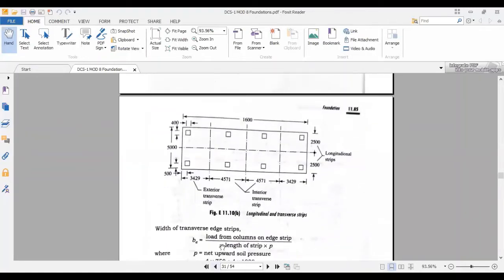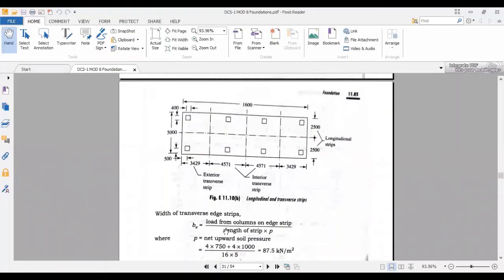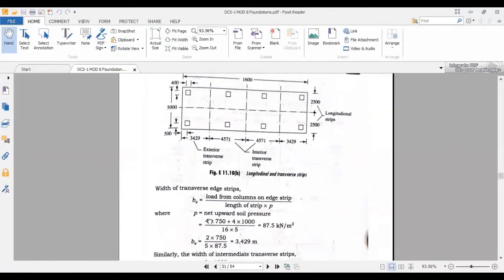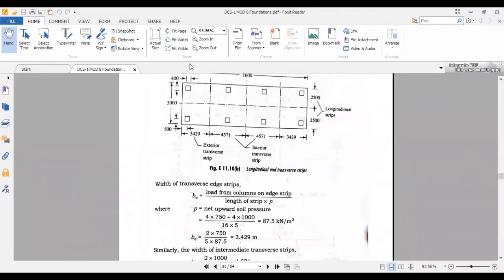So width of transverse edge strips BE is given by load from columns on edge strip divided by length of strip into P, where P is net upward soil pressure, and it is given by this formula: 4 times this value load acting. So 4 multiplied by 750, because there are 4 columns on which 750 kilonewton is acting. This one, this one, this one, and this one. So 4 multiplied by 750 plus 4 multiplied by 1000, because on 4 columns 1000 is acting, and it is divided by length of strip by P.